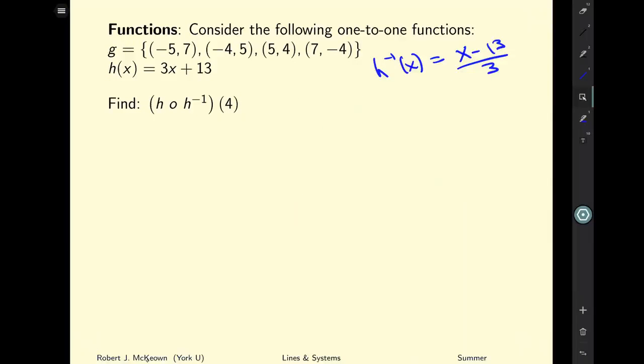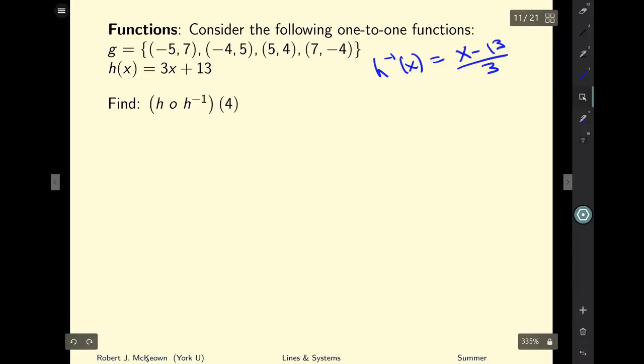Our next question is asking for the composite function h composite with its inverse. And it wants us to evaluate that composite function when x is equal to 4. So why don't I do this the hard way, and then I can show you and remind you how to do it the easy way.